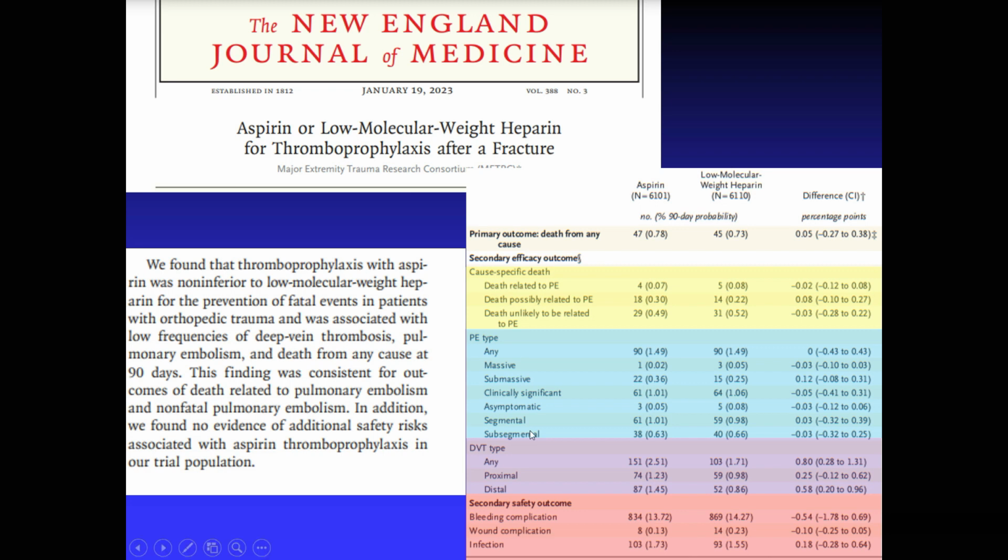My takeaway from this study is that BID low-dose aspirin is a viable option for DVT prophylaxis in patients with isolated orthopedic injuries who still require DVT prophylaxis after discharge. I do not see a benefit to this in the inpatient setting.